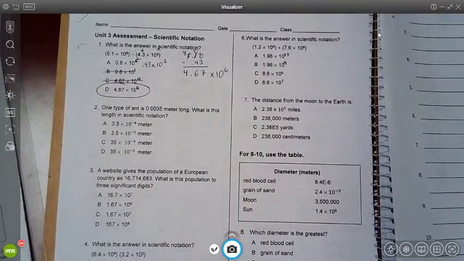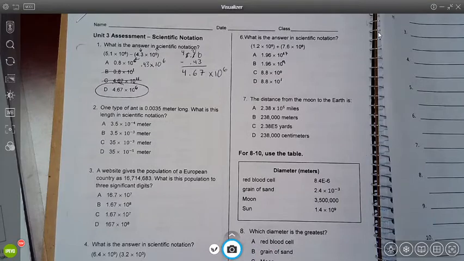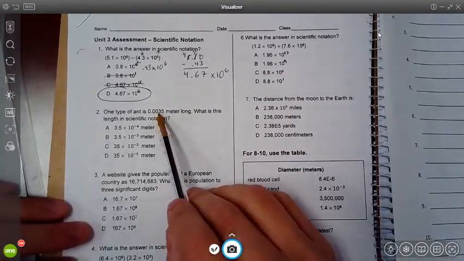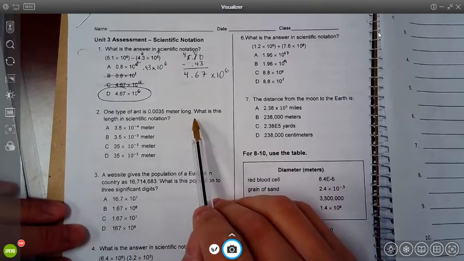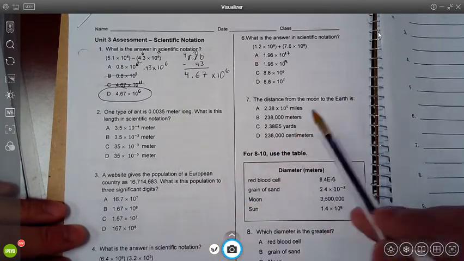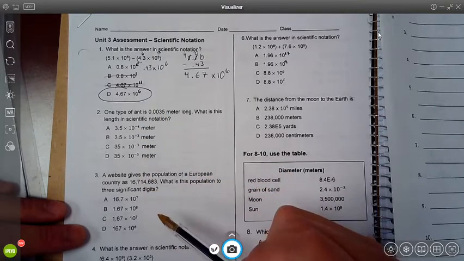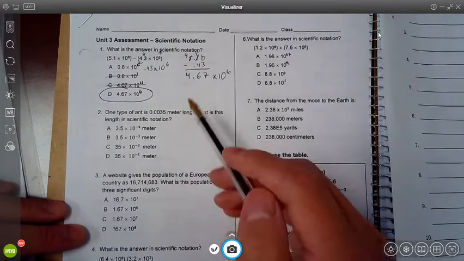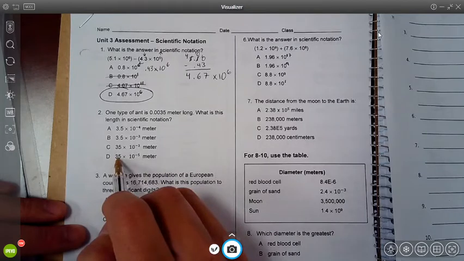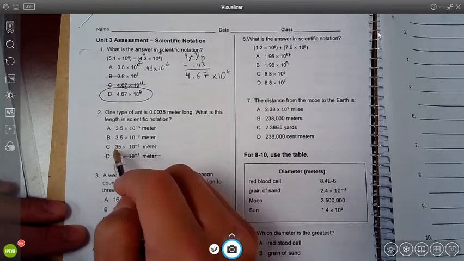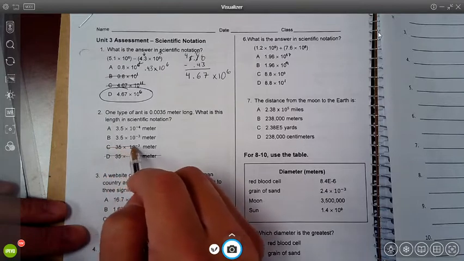Okay, all right, number 2. One type of ant is 0.0035 meters long. What is the length in scientific notation? Well, we know we're going to need a negative exponent. All these have negative exponents. Scientific notation, 35, that's not between 1 and 10. This is not scientific notation. 35, not between 1 and 10, not scientific notation.